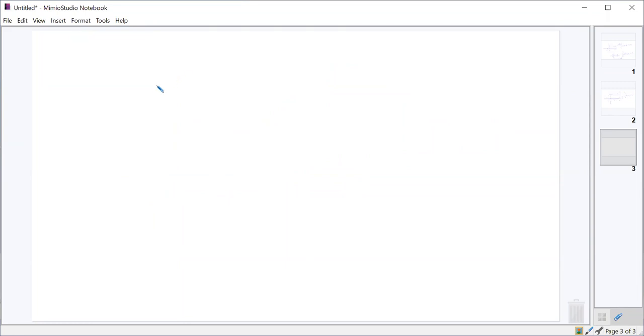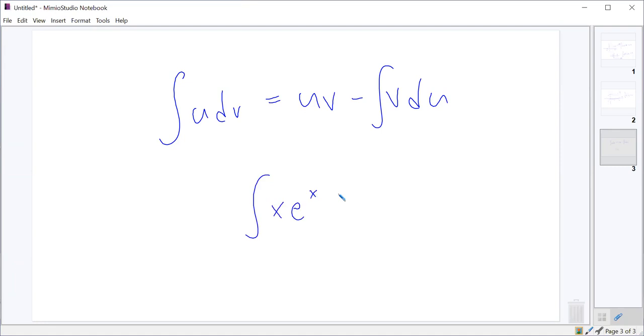Our integration by parts formula should be the integral of u dv is equal to u times v minus the integral of v du. So if we're given some function, what's a good function we should use for this? How about, let's just integrate x e to the x. If we want to integrate x e to the x dx, what should we do with that? What's the first thing we should do? What should be u and what should be dv?